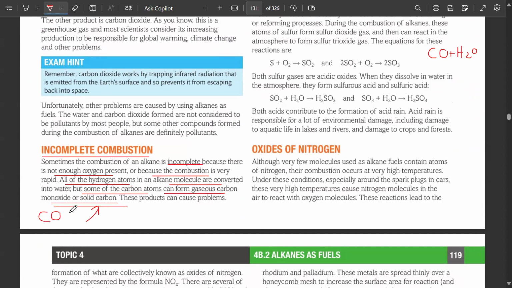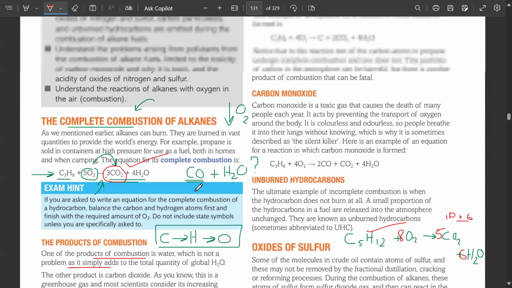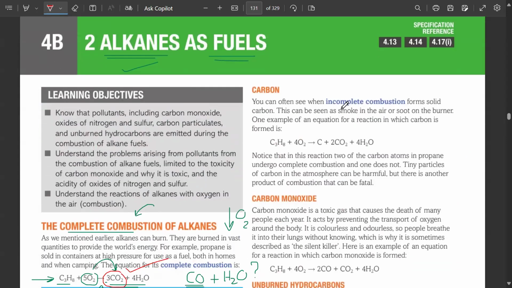So either the product is carbon monoxide, or it can be solid carbon as well, and water will still be produced. Now, these products can cause problems. You've studied biology before. Carbon monoxide attacks the red blood cells and doesn't let oxygen bind with them. When incomplete combustion forms solid carbon, this can be seen as black smoke in the air, or soot on a burner.